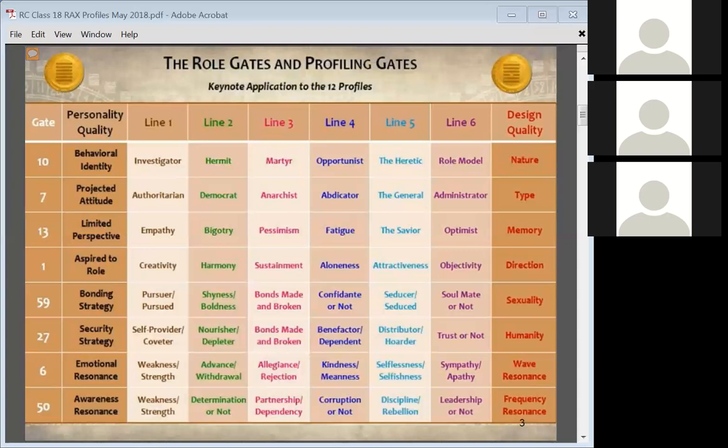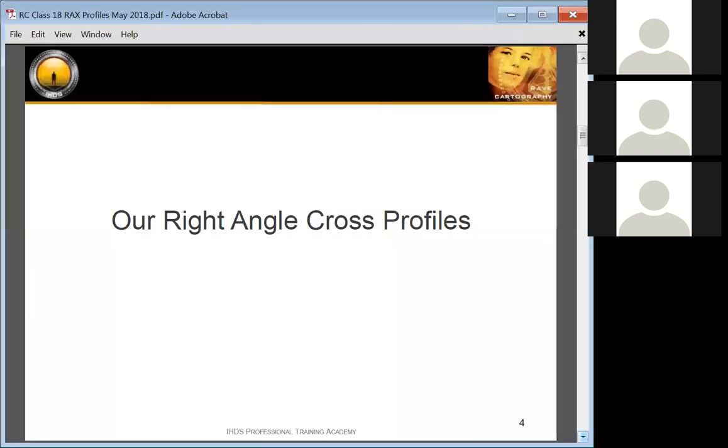So any comments or questions about these, just from a big picture standpoint or an application standpoint for profile, before we just start looking at each individual profile on its own? Any comments or questions? We don't do that workshop-y side of this. So, okay. Then we'll look at the right angle crosses.